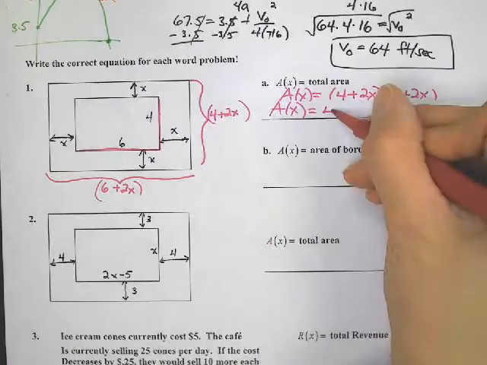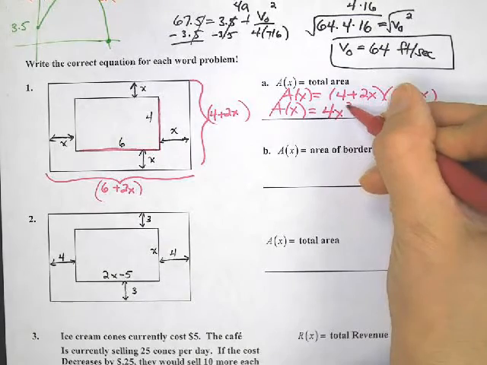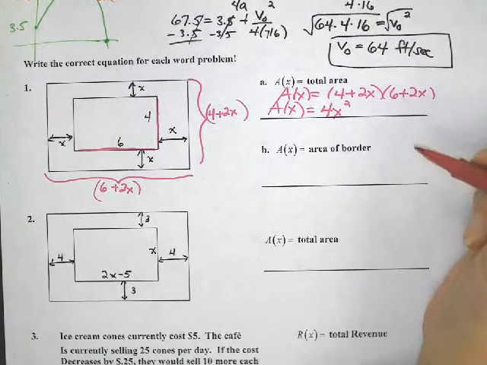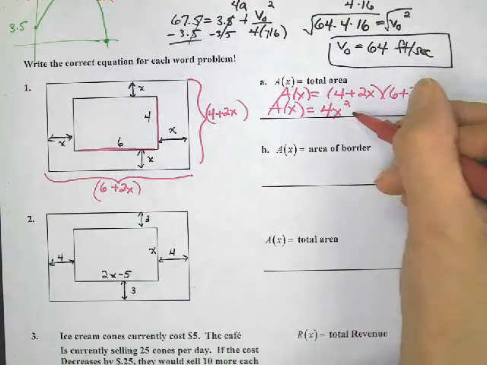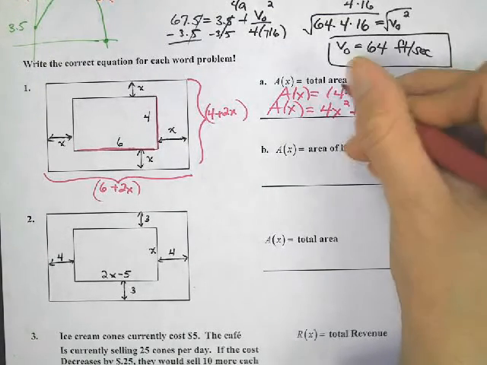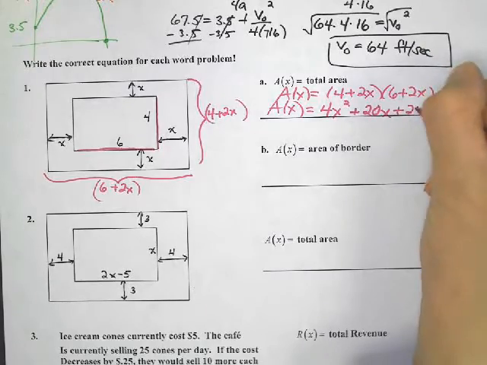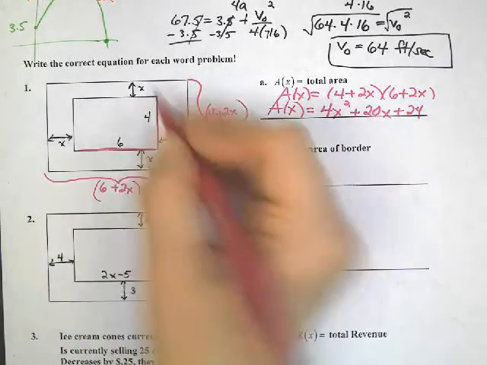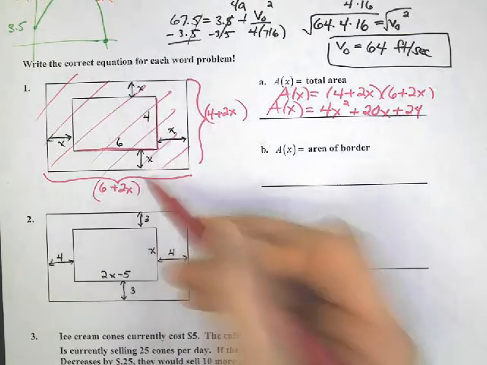In descending order, 4x squared. Hey people, what do those outers and inners make? Oh, good, 20x, and then the constant is 24. This area is for the total, it's all that area.